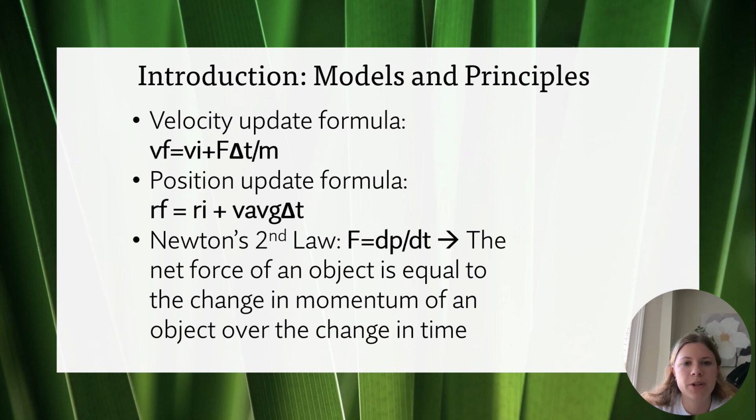Some background models and principles: the velocity update formula, the final velocity equals the initial velocity plus the net force divided by the mass times delta t, and then the position update formula, which says that the final position equals the initial position plus the average velocity times delta t, and then Newton's second law, which says that the net force is equal to the change in momentum over the change in time. This can also be stated as the mass times the change in velocity over the change in time.